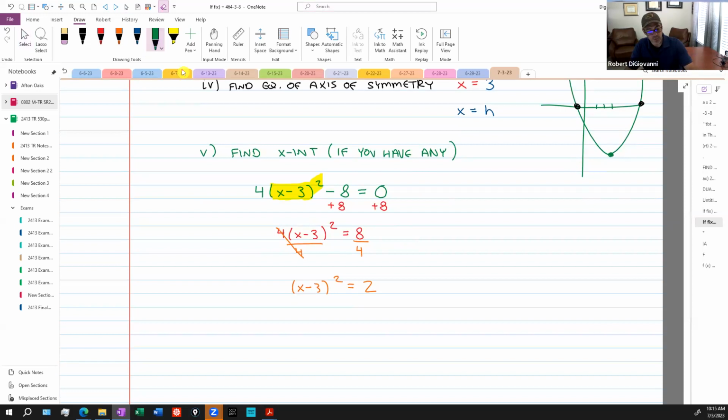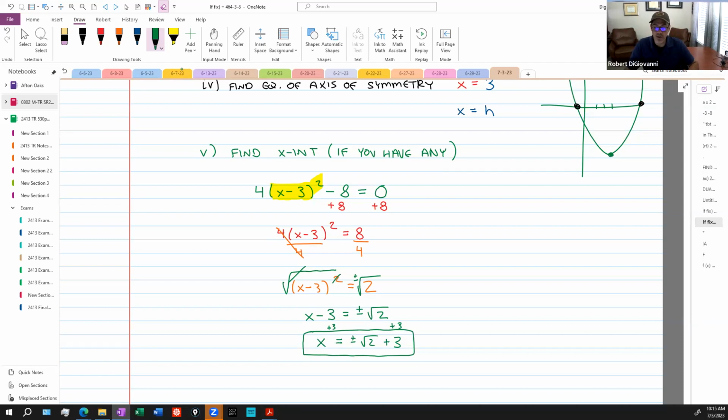Now I'm going to take the square root on both sides, which makes me have to do plus or minus. On the left side, the root and the square go away. I just get x minus 3 equals plus or minus the square root of 2. And finally, I'm going to add 3 to both sides. So you get plus or minus root 2 and then plus 3. Those are my two x-intercepts right there.